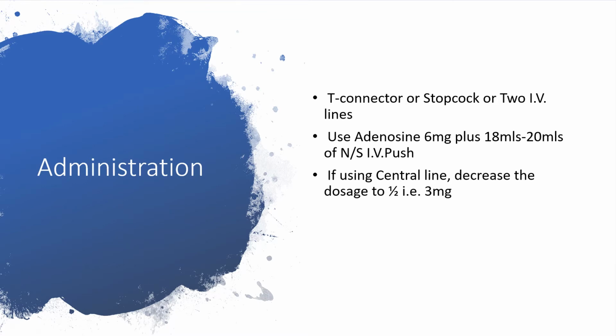Still on administration, you can use T-connector or stopcock or 2 IV lines. Use adenosine 6 mg plus 18 ml of normal saline IV push. If you are using central line, then please don't give the same dose as if you are using the peripheral line. In that case, the central line will have the dose decreased to half the dose of the peripheral line. Then, central line, you have to use 3 mg push.